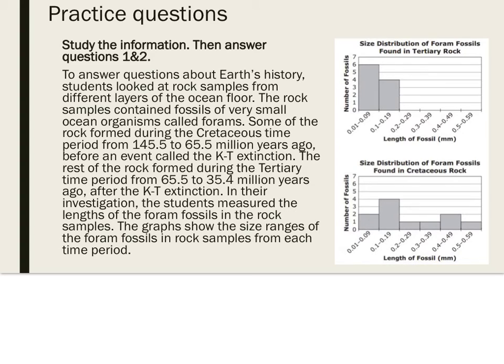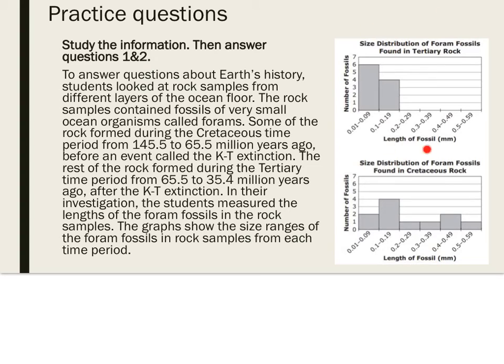Some of the rock formed during the Cretaceous time period, from 145.5 to 65.5 million years ago, before an event called the KT extinction. So, the rest of the rock formed during the Tertiary time, from 65.5 to 35.4 million years ago, after the KT extinction. So, in their investigation, the students measured the lengths of the foram fossils in the rock samples. The graphs show the size ranges of the foram fossils in rock samples from each time period.